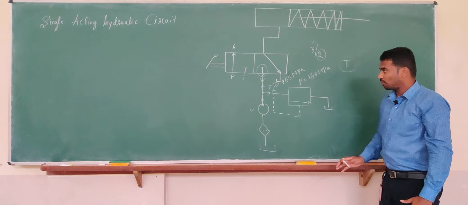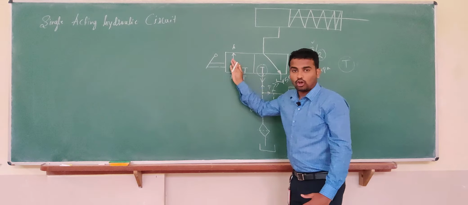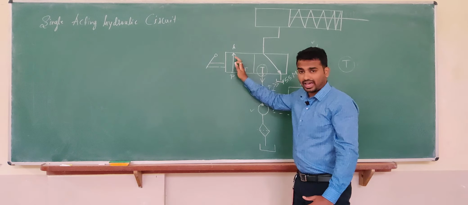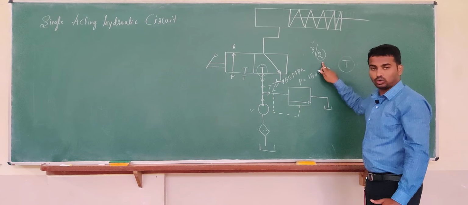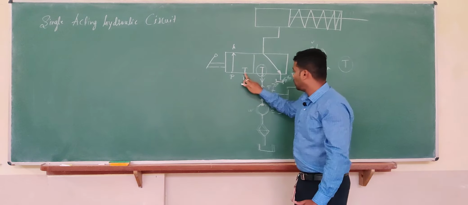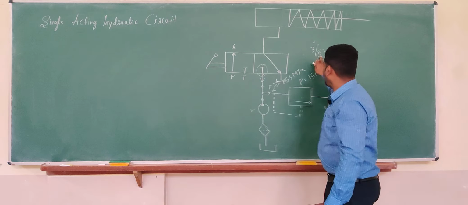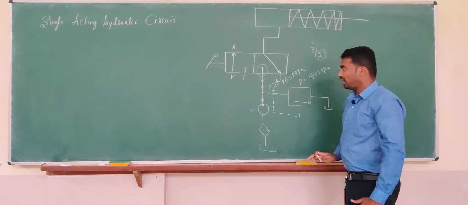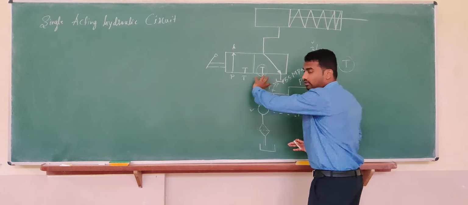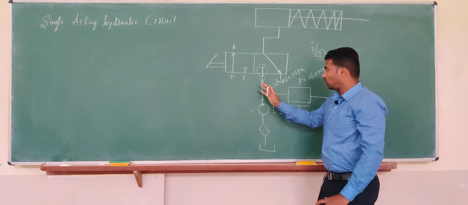Now let me tell you about when we switch it to the left envelope of the direction control valve. As I told you, this is 3/2. What is the meaning of 3/2? We have 3 ports here, this one and this one, and 2 indicates there are 2 positions. Clear? Now when I switch my DCV to the right hand side, what happens?